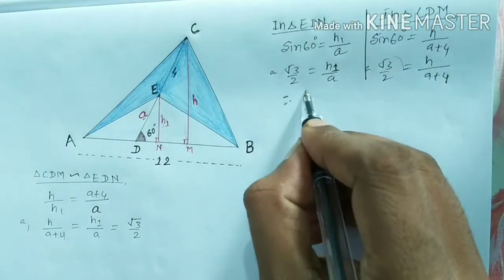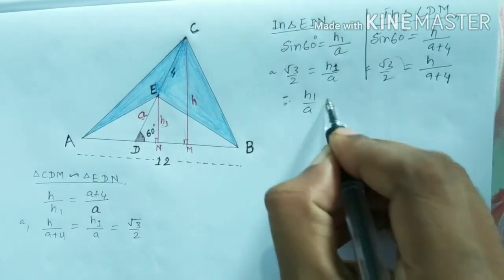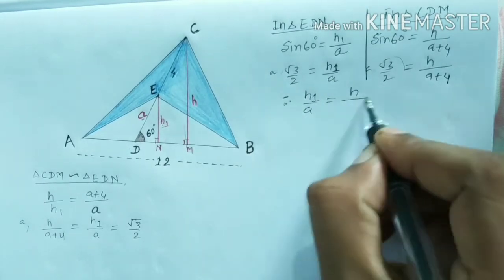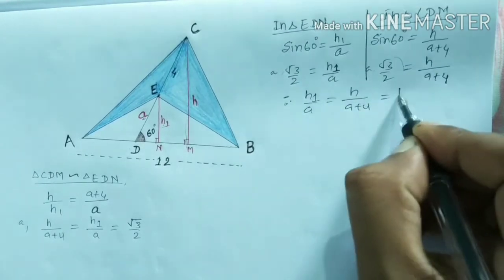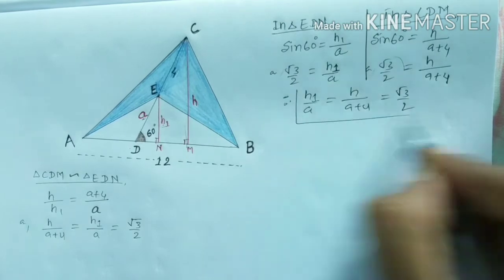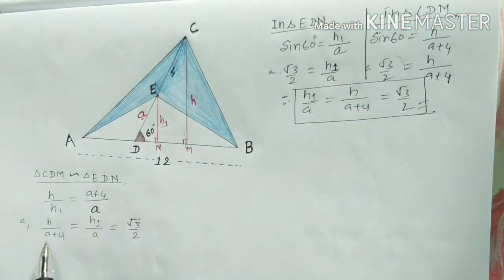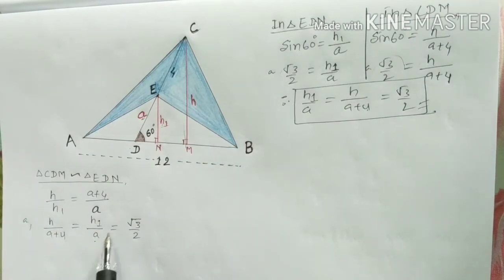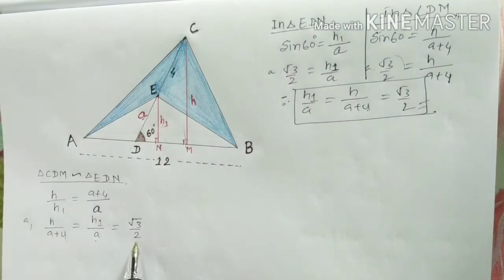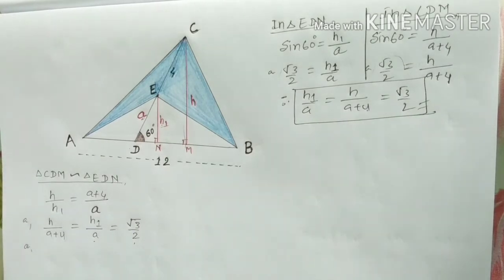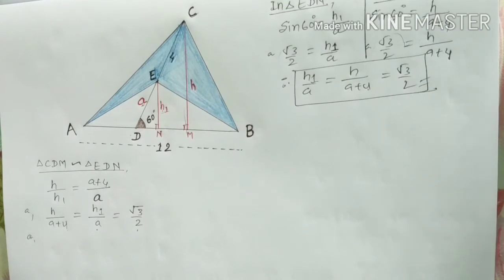Therefore we can say that h1 by a is equal to (h by a) plus 4 is equal to root 3 by 2, because these both have the same value here, root 3 by 2. Therefore I have written here (h by a) plus 4 is equal to h1 by a is equal to root 3 by 2. Now we are going to find the value of h and h1.